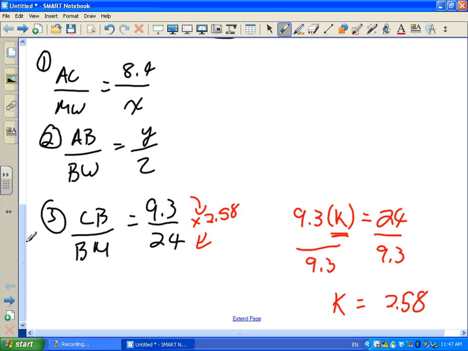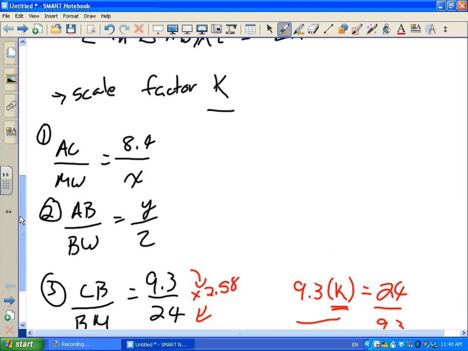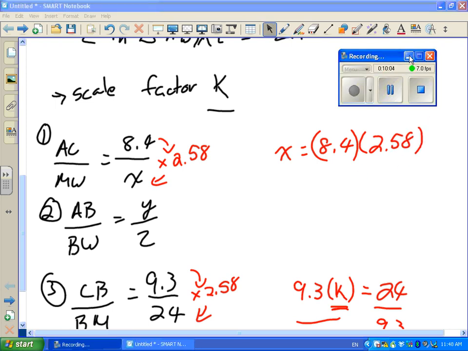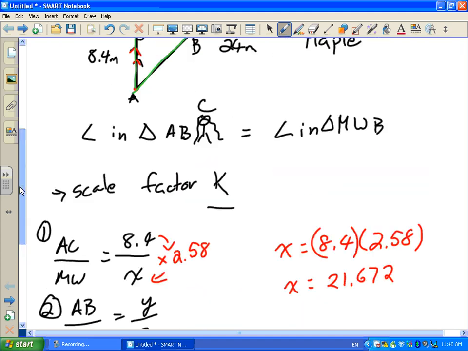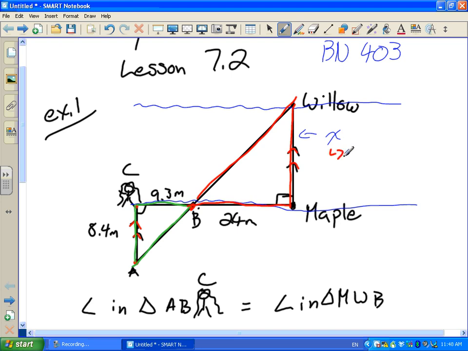Okay? All right, well, with that being said, we need to solve for our x. So in other words, on our green triangle again, I need to take the 8.4, and what do I need to multiply it by? Our scale factor, 2.58, to solve for our x. So x is going to equal 8.4 multiplied by 2.58. Let's figure out what that is. Okay, so 8.4 times 2.58 is 21.672. So it turns out the distance of this river here, our x, is 21.672 meters long. We found that by using our scale triangle.